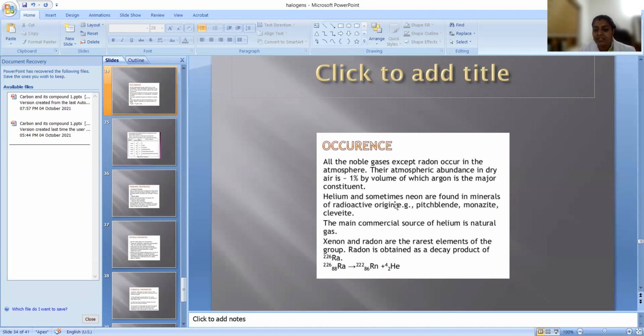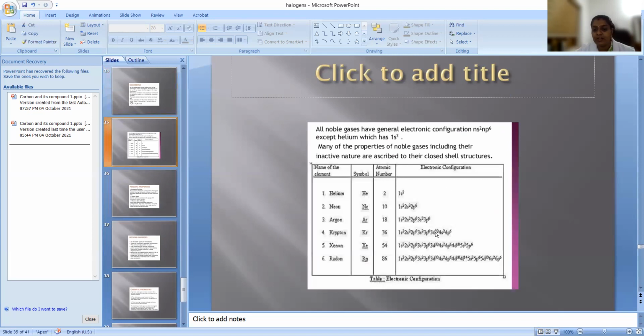Helium and sometimes neon are found in minerals of radioactive origin, pitchblende, monazite, cleveite, etc. The main commercial source of helium is natural gas, and xenon and radon are the rarest elements of the group. Radon is obtained as a decay product of radium. Okay, so these are about the occurrence. Just understand.